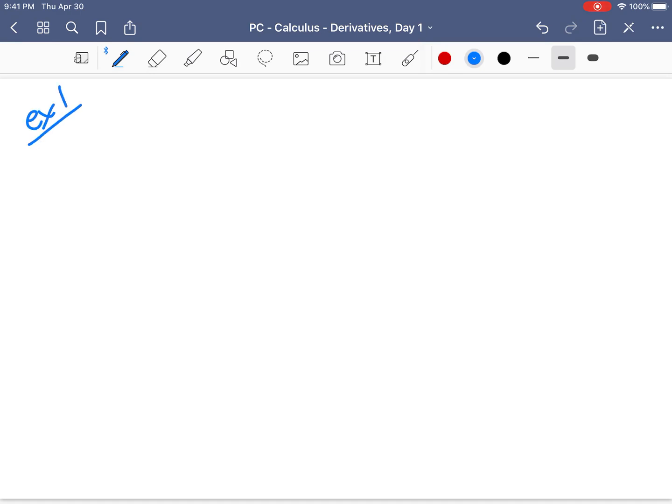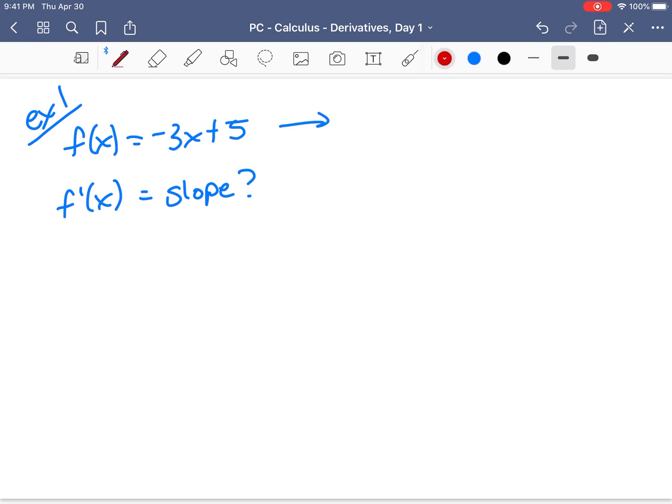So my first example is going to be this problem: f of x equals -3x plus 5. Now this is my main function. So if I asked you what is f prime of x, I am just asking you for the slope of that function, the slope of the tangent line. Well, think of this graph. This is just your basic y equals -3x plus 5. So it starts at 5, goes down 3 over 1.